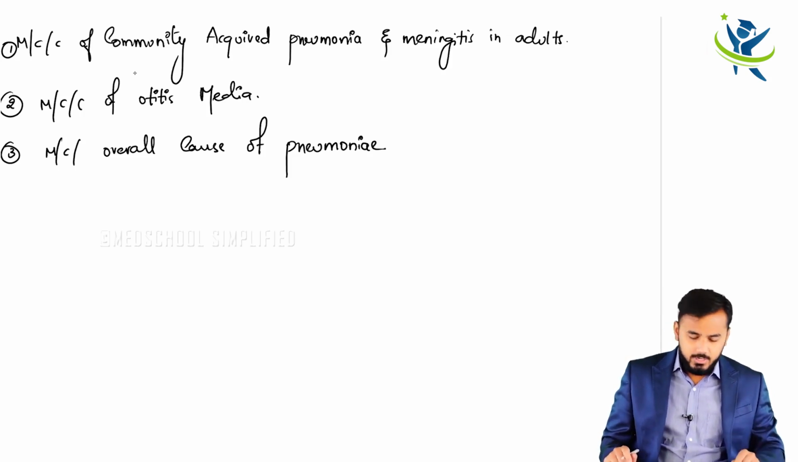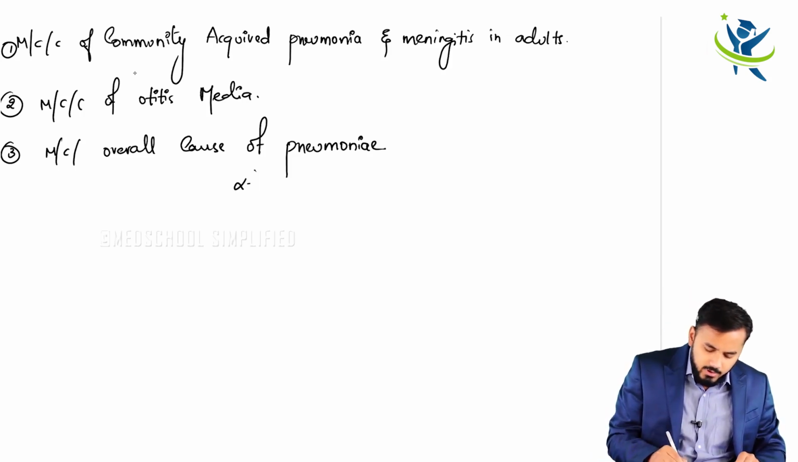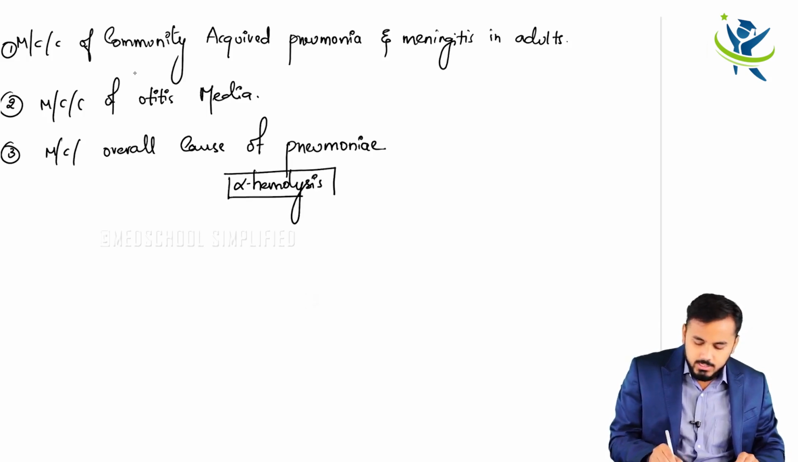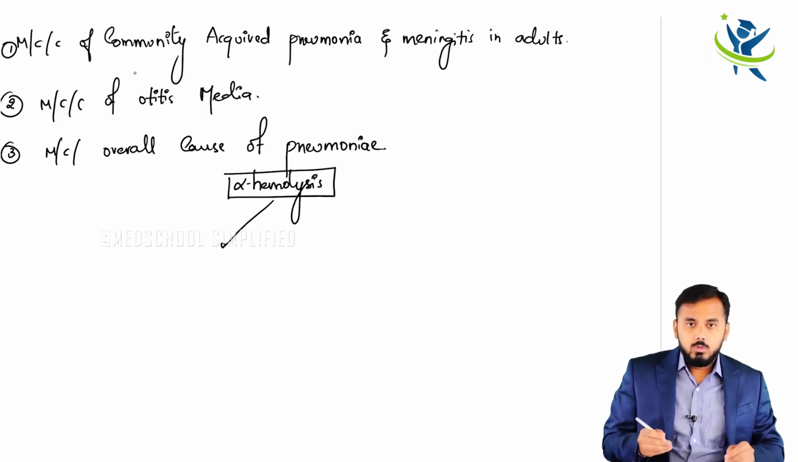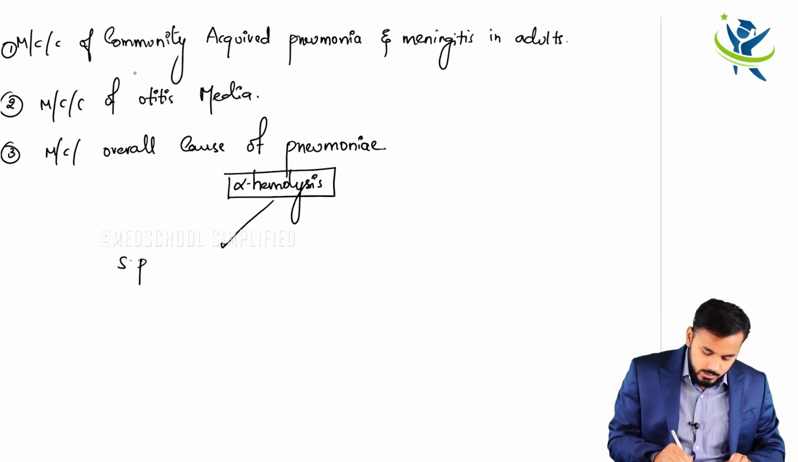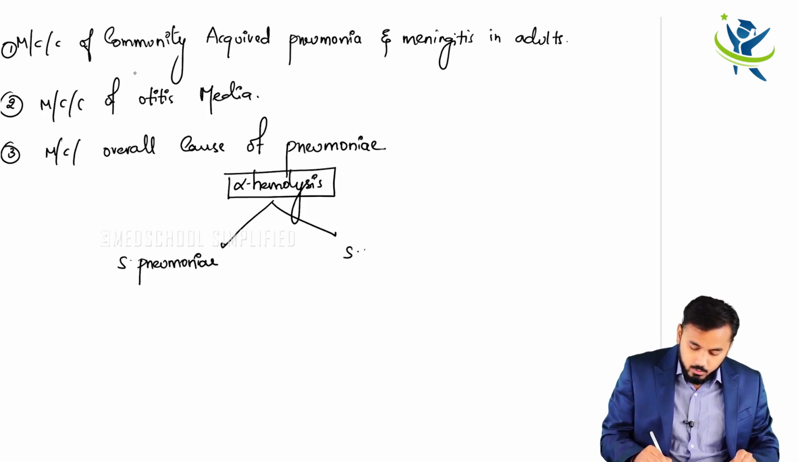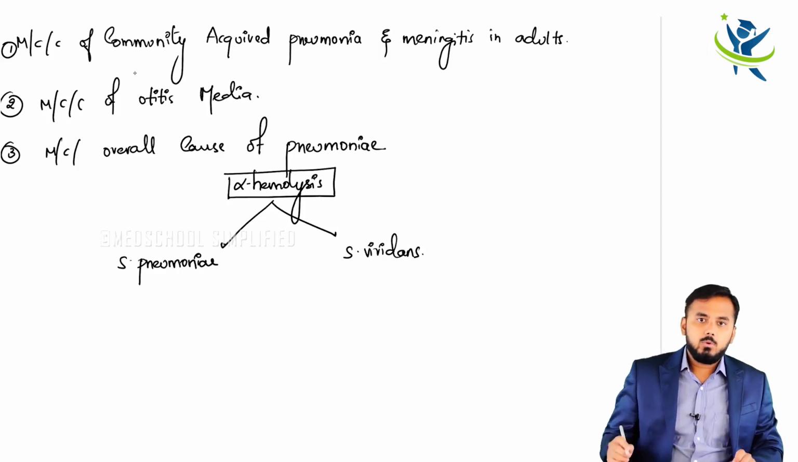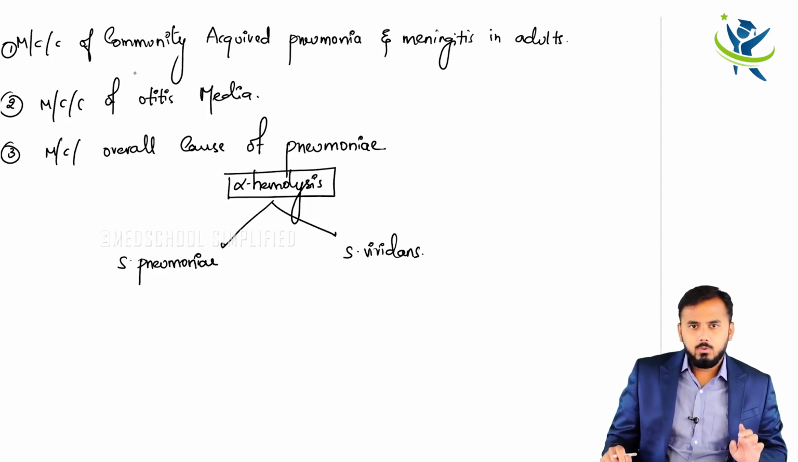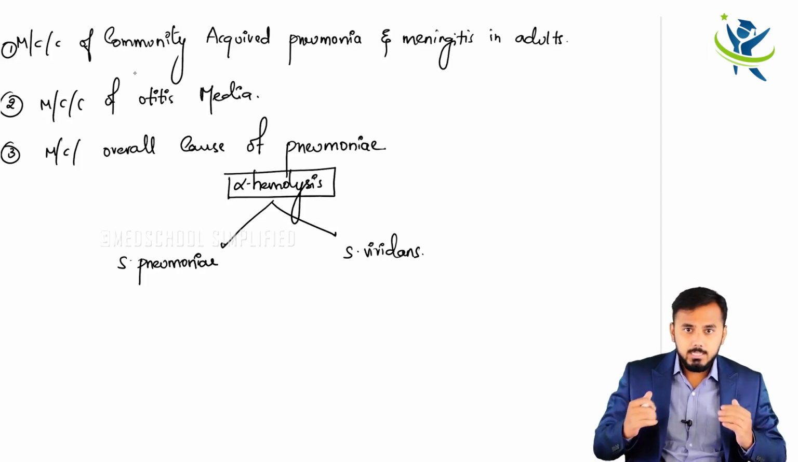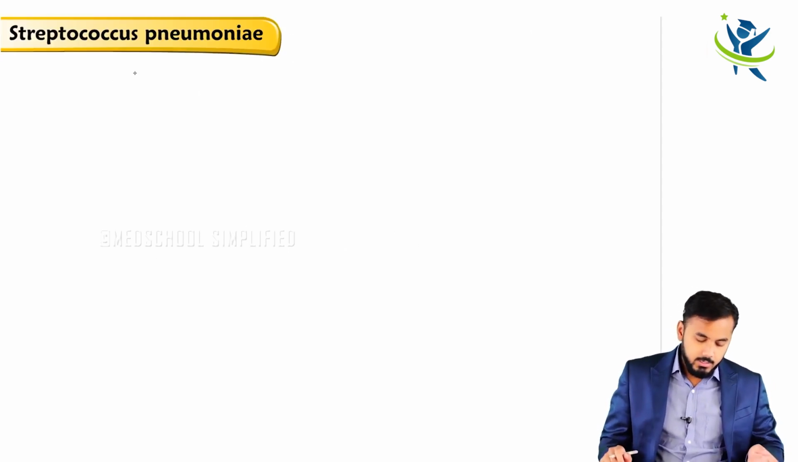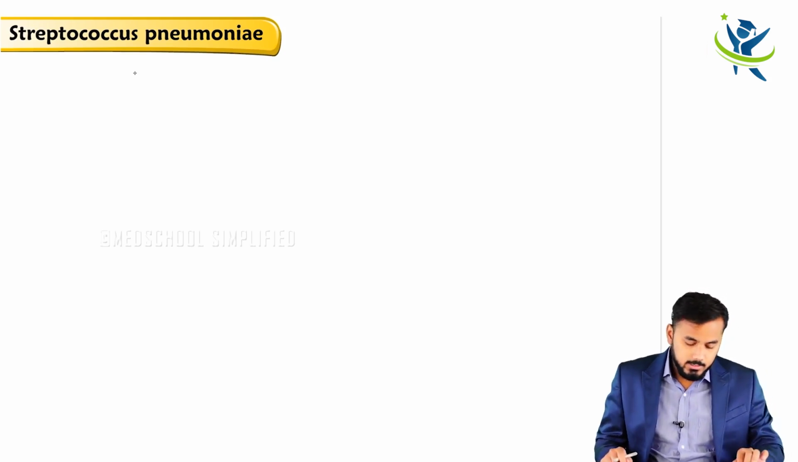But before that, a little introduction: alpha-hemolysis, right? I have explained what alpha-hemolysis is. In alpha-hemolysis, we discussed 2 bacteria. One is the current topic, Streptococcus pneumoniae, which has a property of alpha-hemolysis. Apart from that, another bacteria is Streptococcus viridans. So viridans streptococci and Streptococcus pneumoniae, both of them are alpha-hemolytic. This is the only property which both of them share. Now, what are the differences between Streptococcus pneumoniae and Streptococcus viridans?